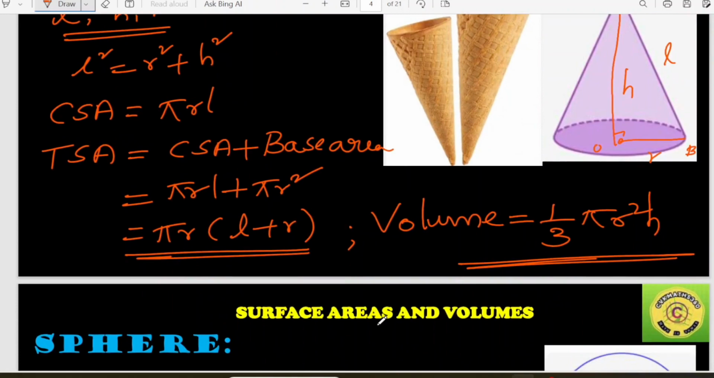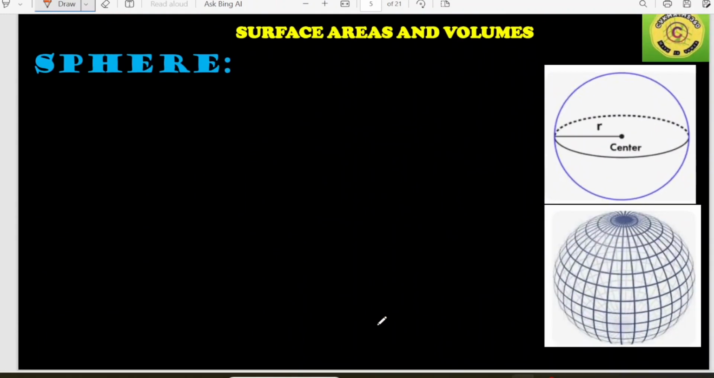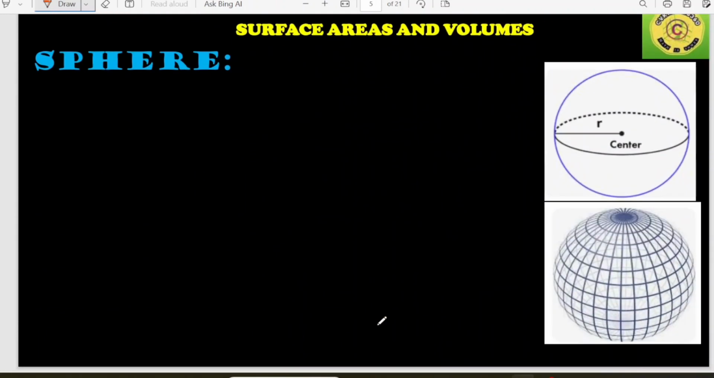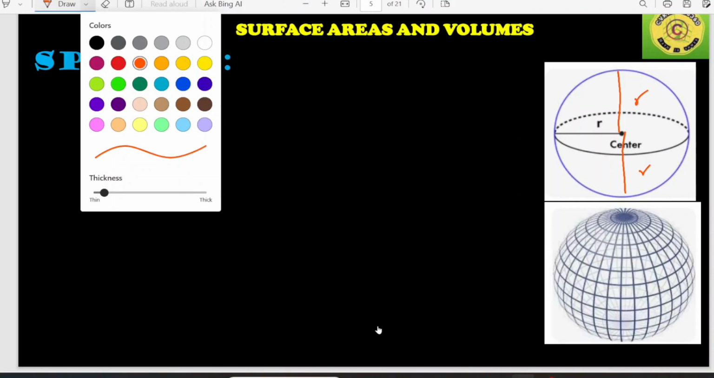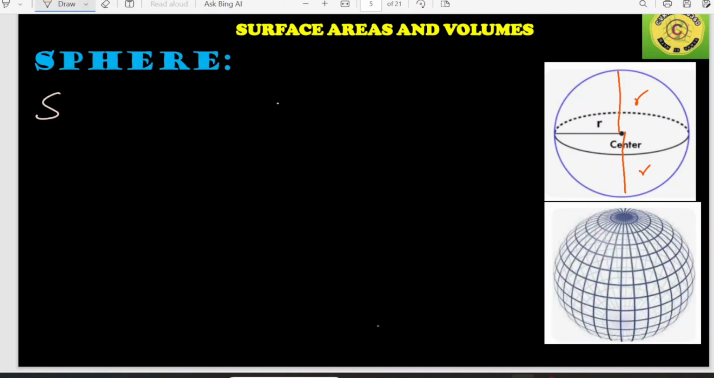Next, sphere. So it has a radius, and its height is nothing but the diameter. That is, here r and here r. So the sphere can be divided into 4 equal area circles. That's why for a sphere we don't have any base or any top surface, so we have only surface area.